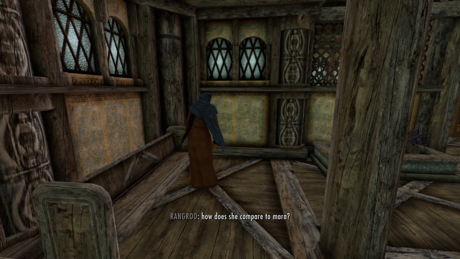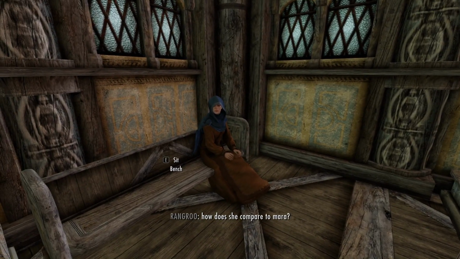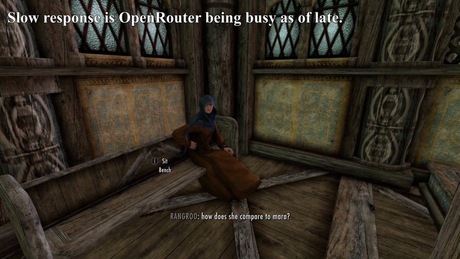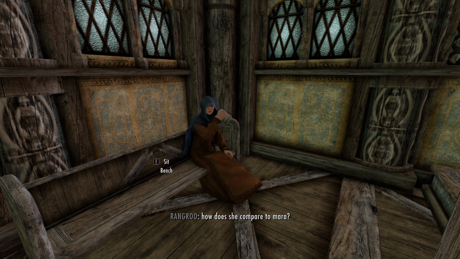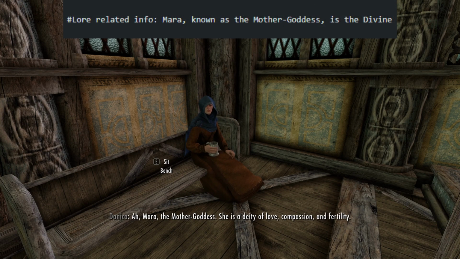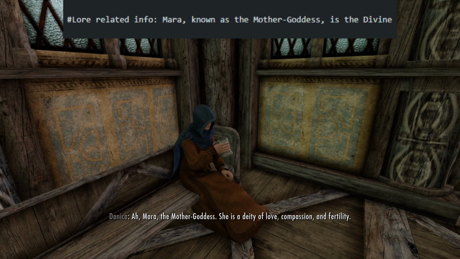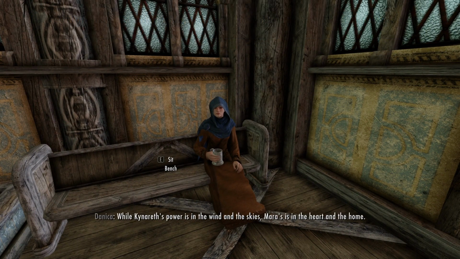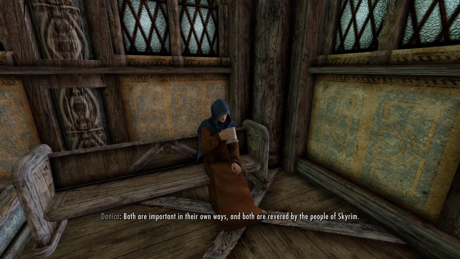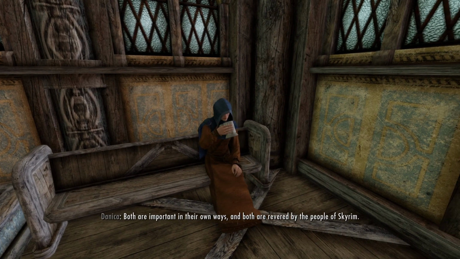How does she compare to Mara? Ah, Mara, the mother goddess. She is a deity of love, compassion, and fertility. While Kinnereth's power is in the wind and the skies, Mara's is in the heart and the home. Both are important in their own ways, and both are revered by the people of Skyrim.